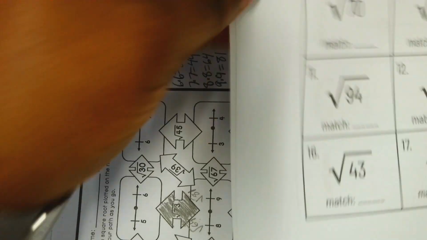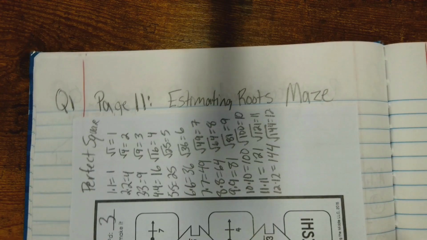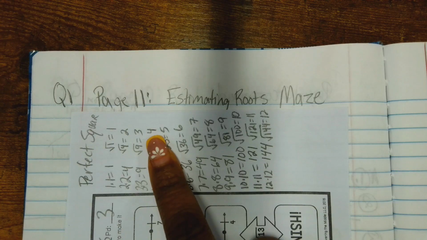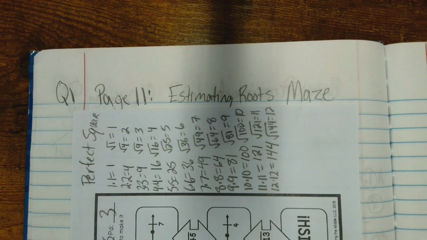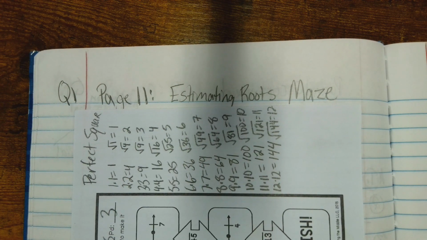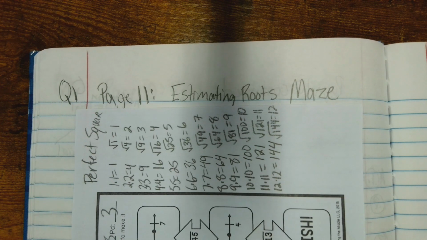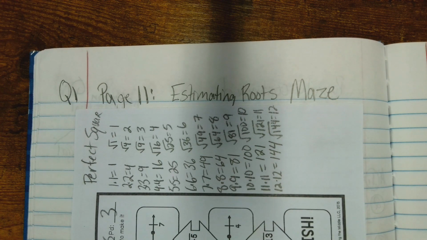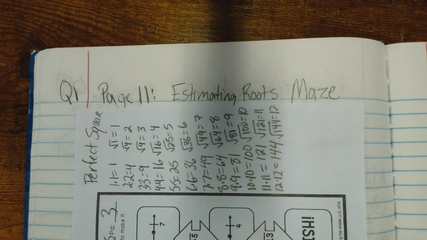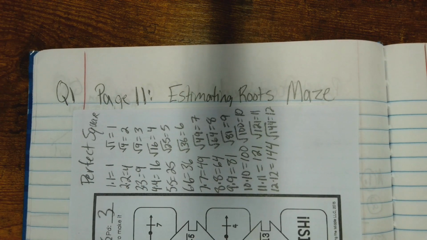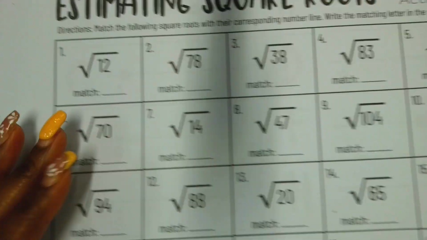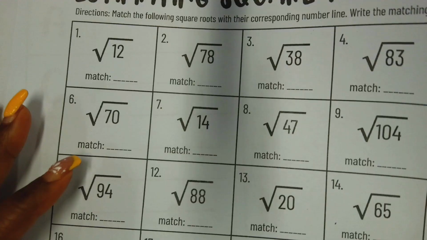Okay, good people. Please make sure that you glue this down in your notebook on page 11. Let's do that now. The title of page 11 is going to be Estimating Roots Maze. Let's do that now, please. Okay, here we go. All right, close your notebook. We're done with that. We're working on this at this time.